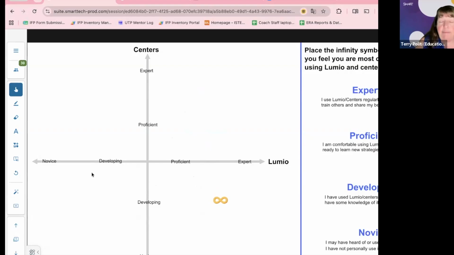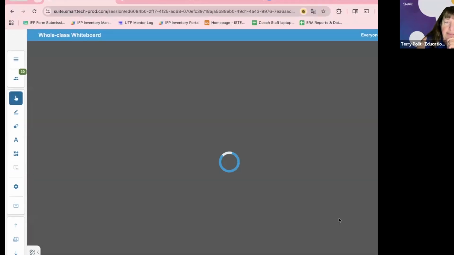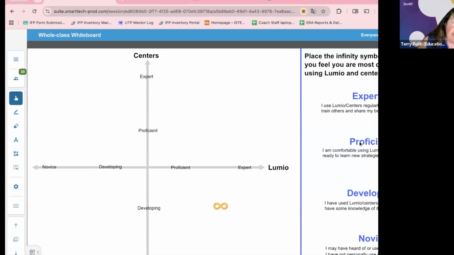Let me make this into a whole class whiteboard for you so you can all grab one. I will point out that the new change on the toolbar now has a magic wand, instead of having to go up to the classroom management, the people's heads, to change stuff on the fly. It looks just like it does when you're in edit mode. So I am going to hit that magic wand, and now I'm going to make it into a whole class whiteboard. Now all of you on your side should be able to hit start, grab an infinity symbol, and tell me where you are on our coordinate plane.